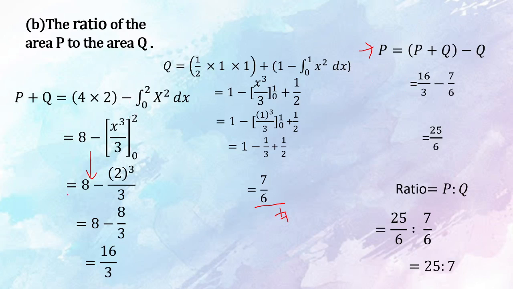Okay, so P plus Q is 16 over 3, so we move it down here. Q is 7 over 6, so we move it to this side. So 16 over 3 minus 7 over 6 equals 25 over 6. So this is the area of P. Now we're going to count the ratio P to Q. So P is 25 over 6, Q is 7 over 6. So this is where we put the numbers. And then we get rid of 6 because that's basically the same for both sides. So 25 to 7. This is the ratio of P to Q.